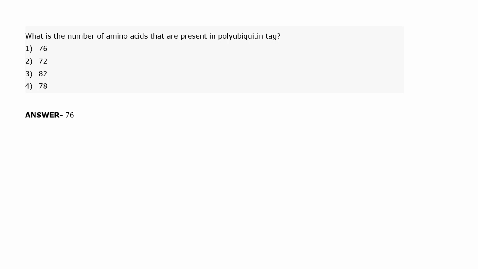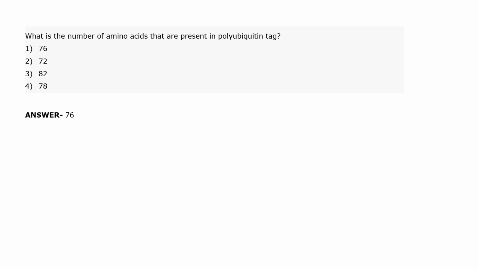Okay, so the answer to this question is 76. So basically the polyubiquitin tag is getting attached to the particular amino acid of the protein that needs to be degraded there, right? So there is a particular sequence that is present there, which is called a destruction box sequence. To which the ubiquitin ligase gets recognized. Ubiquitin ligase recognizes this particular motif, binds to it and adds this polyubiquitin tag there.